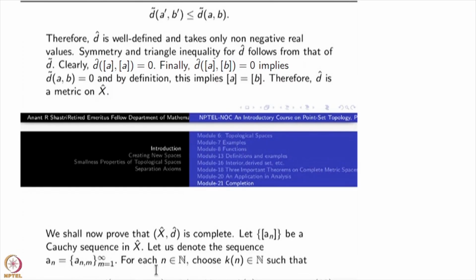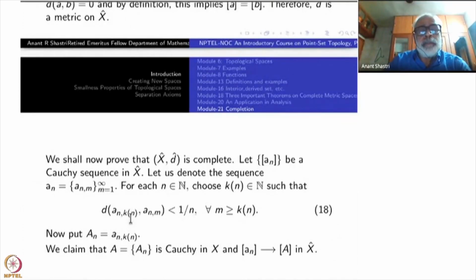Okay, so for each n, choose a k_n such that d(a_n k_n, a_n m) is less than 1/n. This is where I am using the fact that each a_n is a Cauchy sequence. It will be less than 1/n for some choice of k_n large enough, and for all m bigger than this one, this will be true. So this is where I have used that each a_n is a Cauchy sequence. Okay, this is the first step.